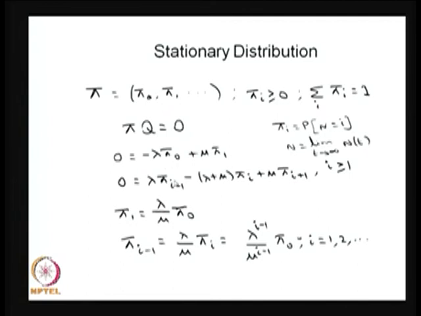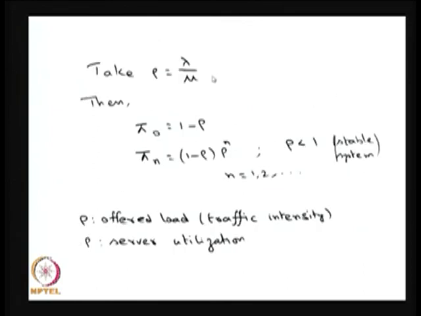Once you frame the equation, you will get pi 1 in terms of pi naught, and pi i in terms of pi i minus 1, then substitute recursively and you will get everything in terms of pi naught. Since it is a homogeneous equation, you will get all pi i's in terms of pi naught. Use the normalizing equation, summation of pi i equal to 1, and you will get pi naught. So, pi naught is equal to 1 minus rho, where rho is lambda by mu.